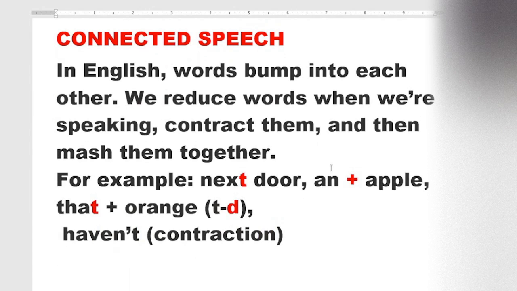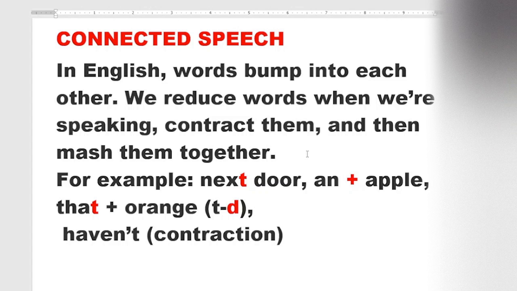So, connected speech. In English, words bump into each other. We reduce words when we are speaking, contract them, then mesh them together. Connected speech is a large topic, so you should search online about it because there is a lot to say about connected speech, and it helps you to understand native speakers.